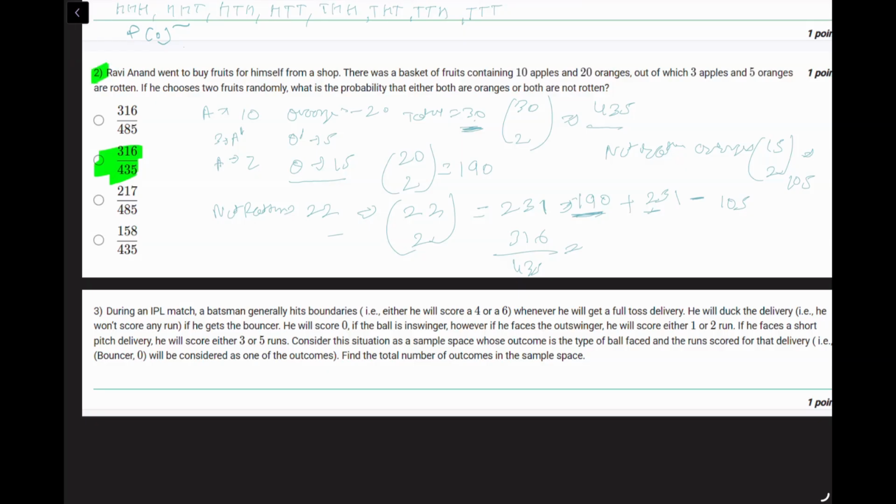So your total probability is going to be 316 over how many possible outcomes are there? 435. So that's how you get the answer. I hope that this makes sense, right?